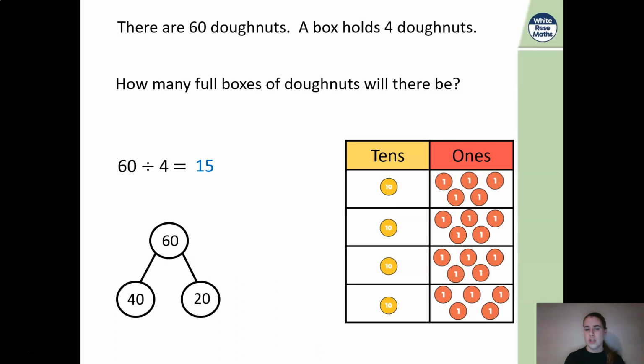Pause the video, work it out on your sheet. Good, well done. So 15 multiplied by 4 is 60. So that's a good way to check that your calculation, your answer at the very end, is correct.